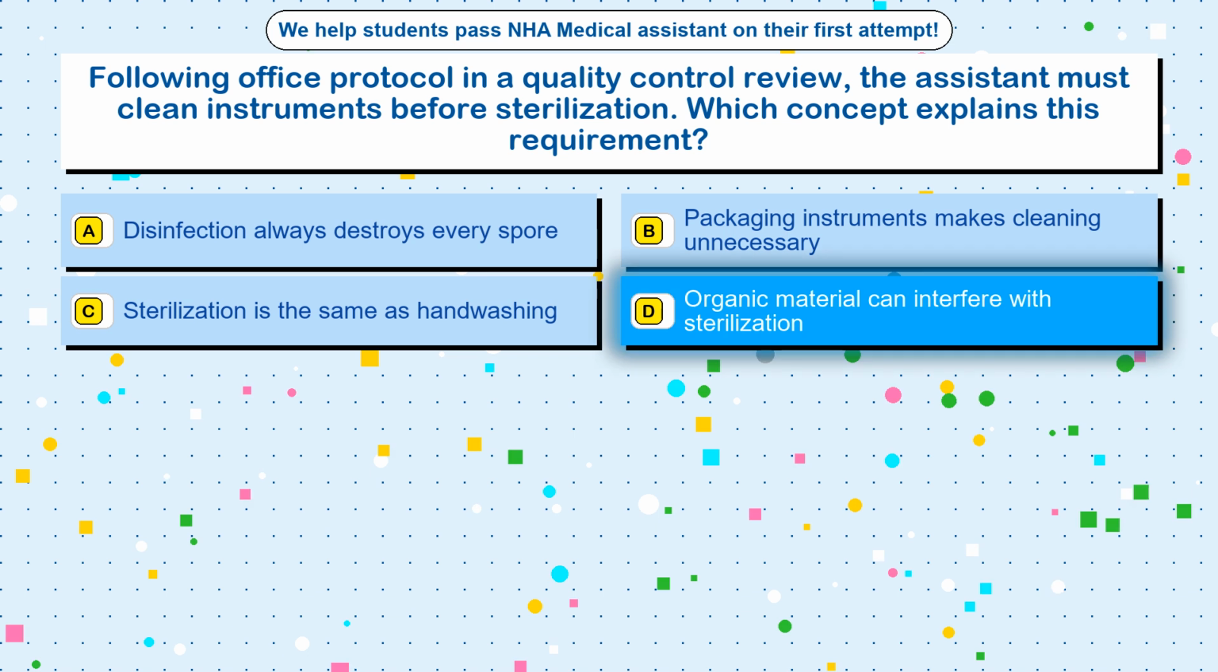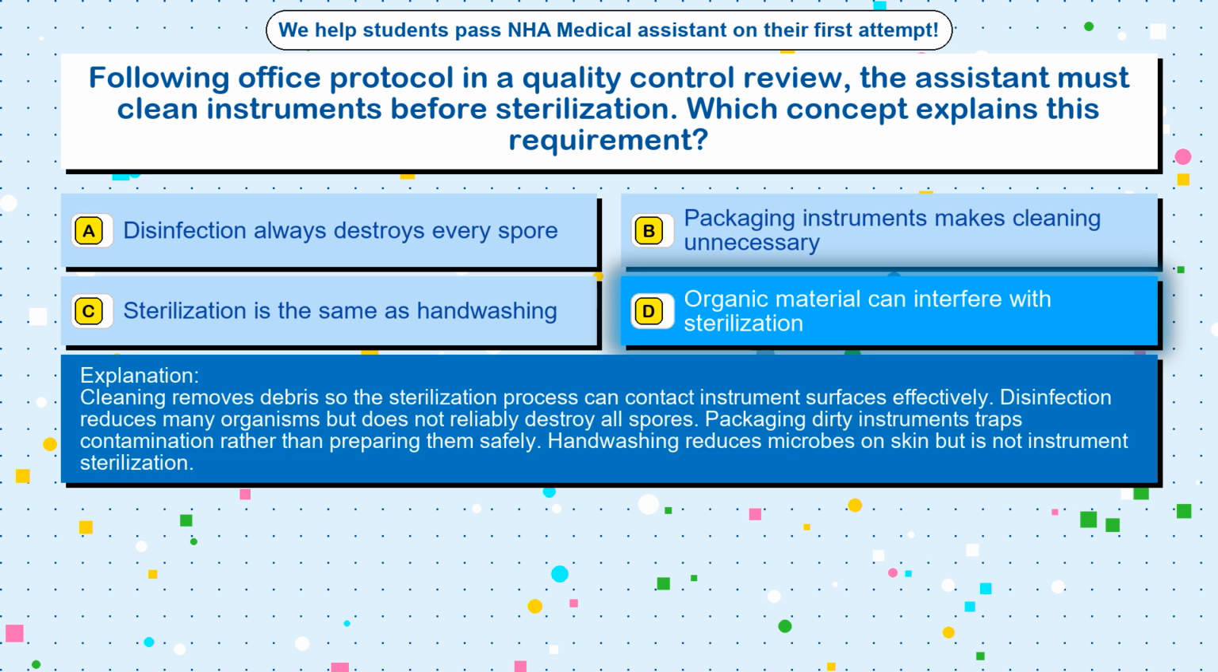The correct answer is option D. Organic material can interfere with sterilization. Cleaning removes debris so the sterilization process can contact instrument surfaces effectively. Disinfection reduces many organisms but does not reliably destroy all spores. Packaging dirty instruments traps contamination rather than preparing them safely. Hand washing reduces microbes on skin but is not instrument sterilization.